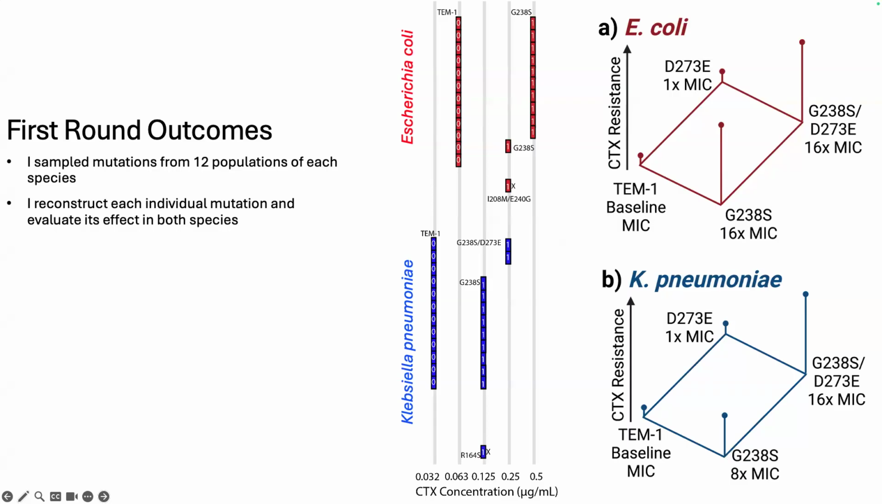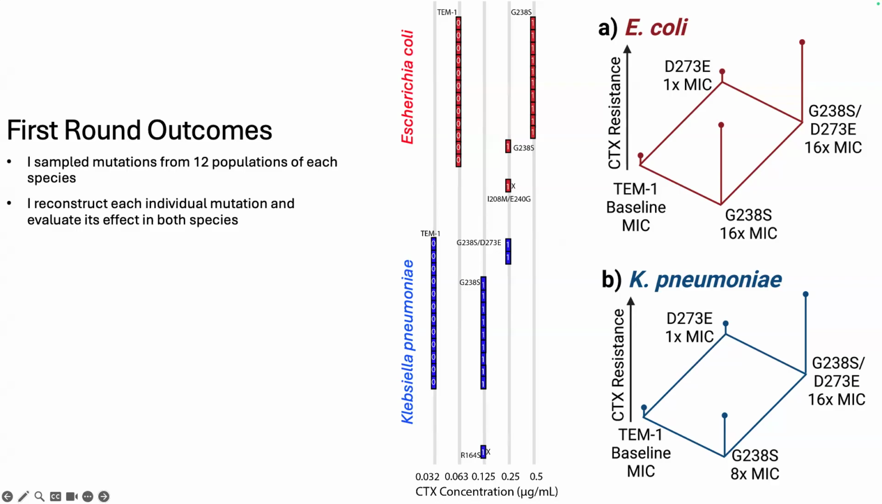We can see from the bottom plot that the addition of D273E to G238S in K. pneumo is beneficial. There's an increase in this quantity known as MIC, or minimum inhibitory concentration. Essentially, it's just a measure of resistance level. Adding D273E doubles resistance level relative to G238S for K. pneumo, but that same change doesn't have any effect in E. coli.